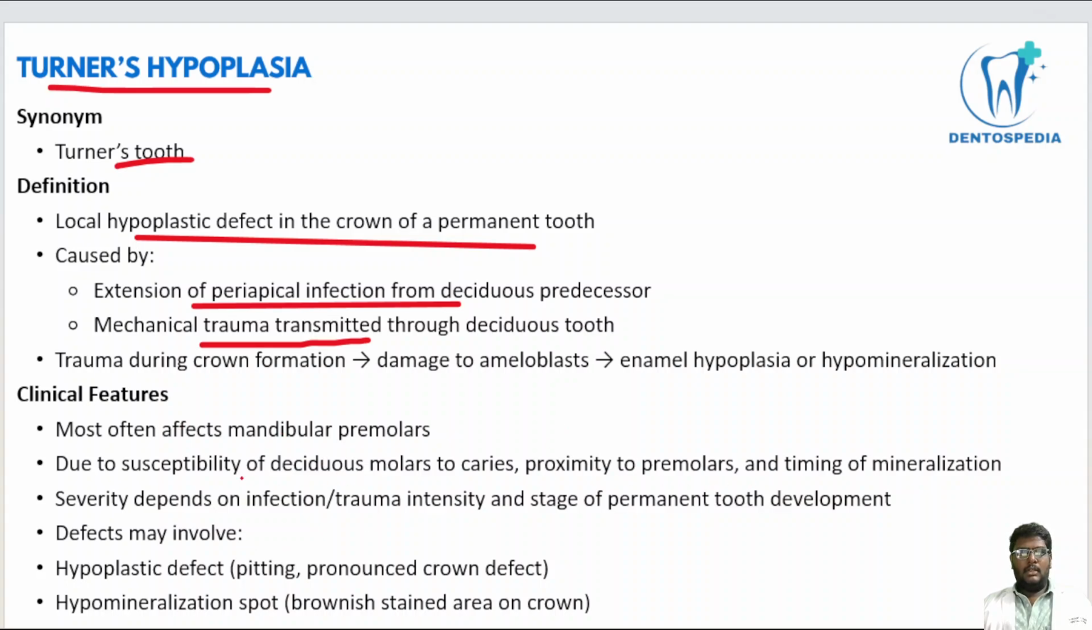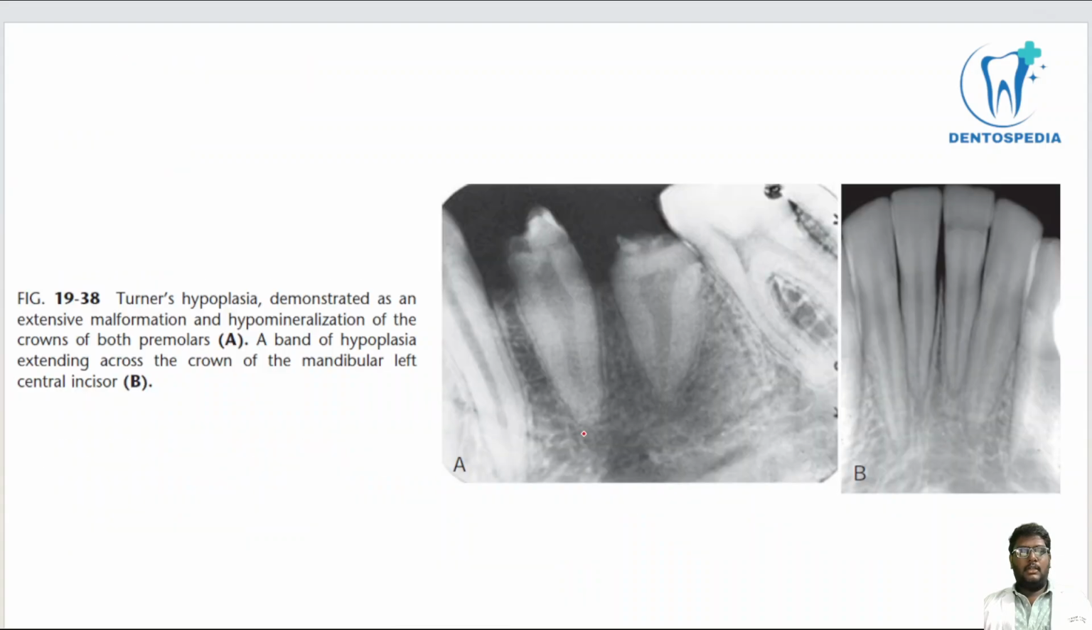What are the important clinical features? They contain a hypoplastic defect. They can present as pitting and crown defects, and also there will be hypomineralization spots, brownish stain areas on the crown. So these are the clinical features. Here you can see the tooth crown has been deformed because of the hypoplastic nature.